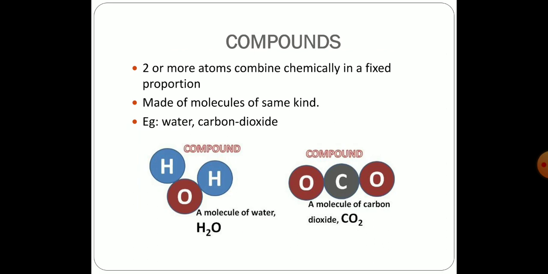They are made up of molecules of the same kind. That means the molecules are repeating, H2O, H2O, H2O. So that will become a compound. Example, water and carbon dioxide. How is water formed? Two atoms of hydrogen and one atom of oxygen. Similarly, for carbon dioxide, one carbon atom and two oxygen atoms are combined. So this will form a compound. So what is a compound? When two or more atoms combine chemically in a fixed proportion. Examples are water and carbon dioxide.